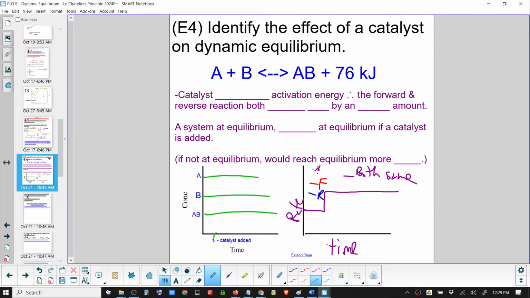It works by lowering the activation energy. So a reminder, it goes from something like this to something like this, but we still have the same delta H, and it lowered it for both sides. So it became easier for each of them. So they increase by an equal amount in terms of rate. So a system in equilibrium stays at equilibrium if a catalyst is added.